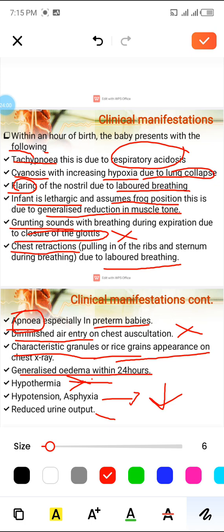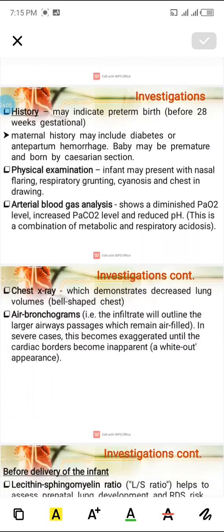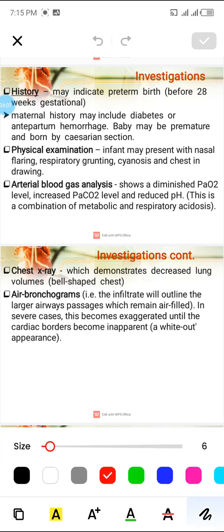Okay, so that's the reason sometimes they will say hypothermia. What about the investigations? Let's see about the investigations. So investigations, you can start with history. So under the history, you can check. So you can ask when the child was born. So is this a premature you're dealing with? That's what I'm saying, preterm birth.